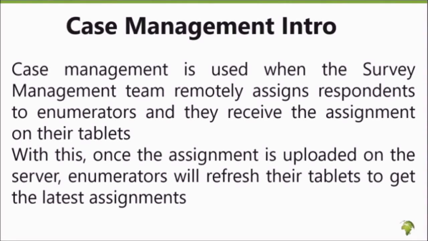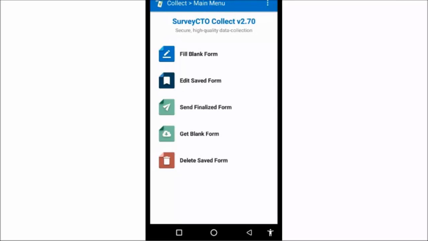So now I'm going to take you through how to navigate and work with case management in SurveyCTO. Just to demonstrate how case management works, when you open SurveyCTO, by default you're supposed to have five buttons at the home screen. Before we can proceed with case management, we would have to activate the managed cases button at the home page of the SurveyCTO Collect app. At the home page, by default, you have those five buttons here.